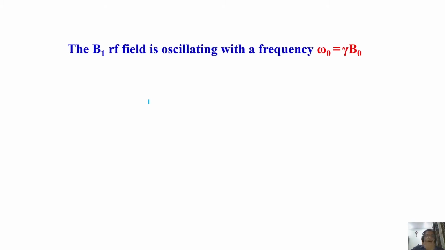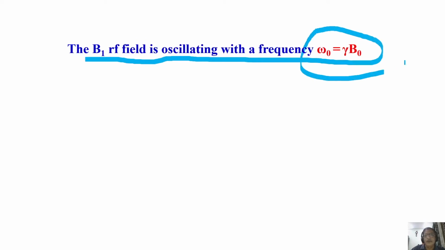With that, now I want to introduce the concept of rotating frame very mildly, because I'm not going into extensive mathematics for it. You require that to understand many experimental conditions. We talk about rotating frame, Overhauser effect, all those things. You should have some idea about what a rotating frame is and how it is used. The concept of rotating frame in NMR. Now consider the situation: B1 RF field is oscillating with a frequency omega naught equal to gamma into B naught.